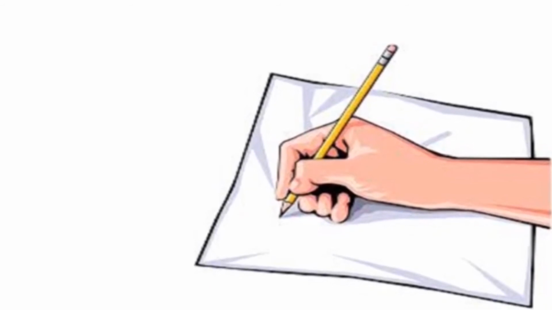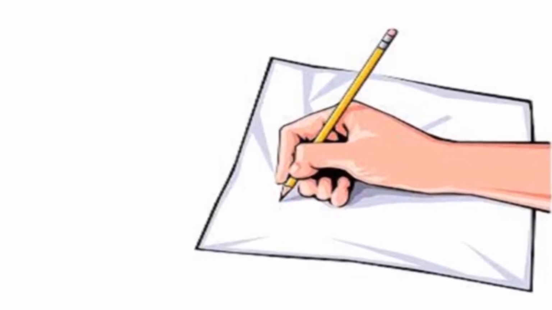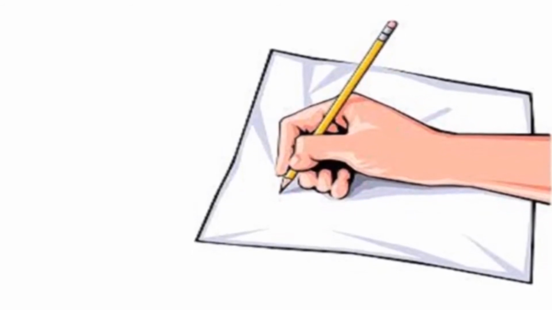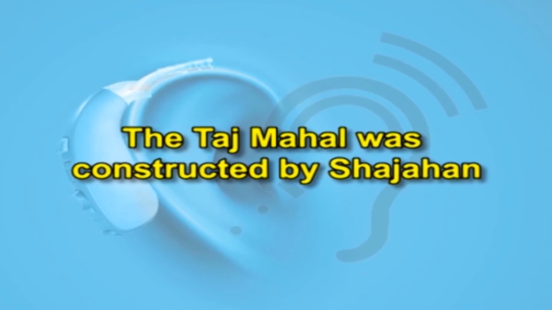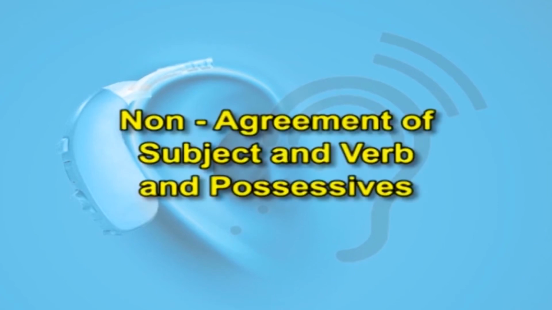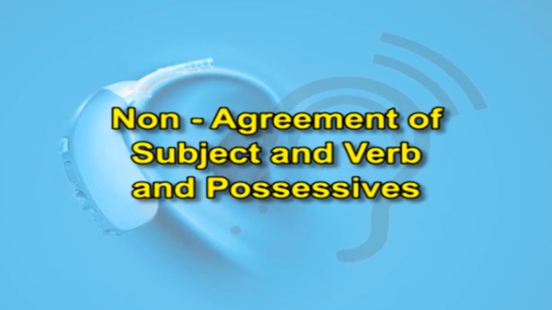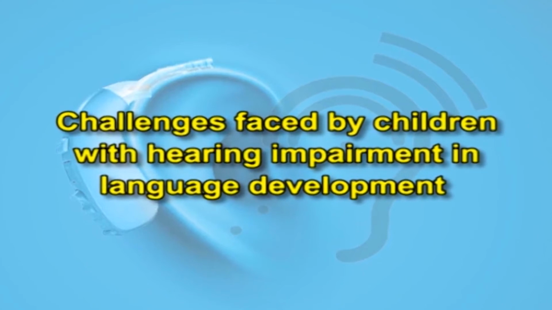Even if children with hearing impairment develop their reading or writing skills through proper intervention, they face more difficulties in writing complex sentences. For example, the Taj Mahal was constructed by Shah Jahan. Children with hearing impairment cannot hear the word ending phonemes such as ed, it, yes. This will lead to misunderstanding of tense or verb, singular or plural use, non-agreement of subject and verb, and possessiveness.